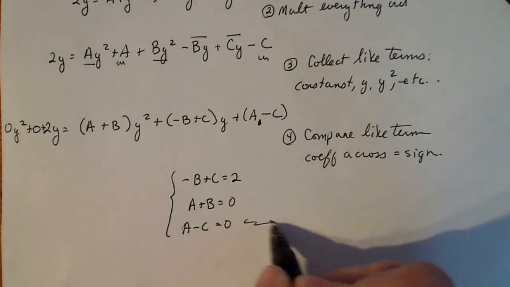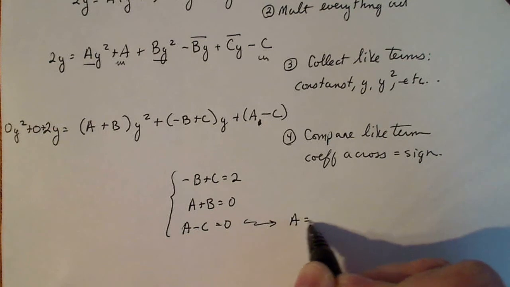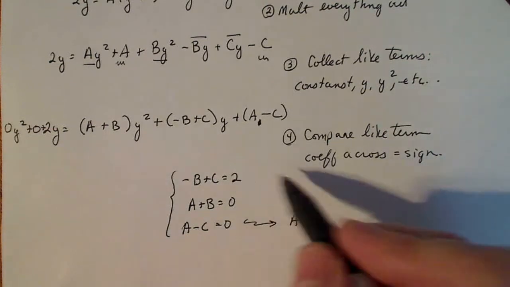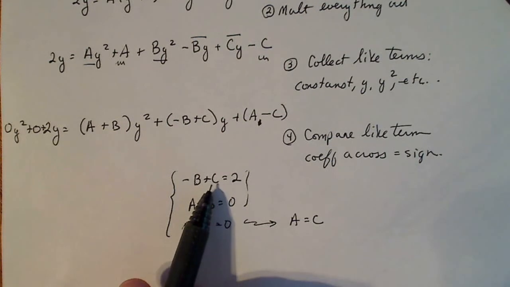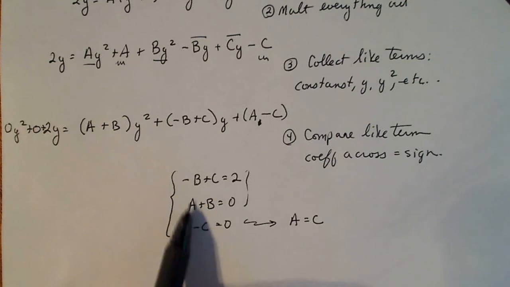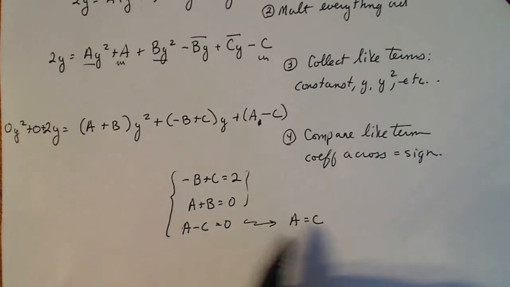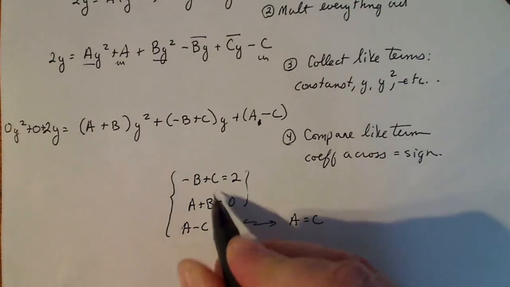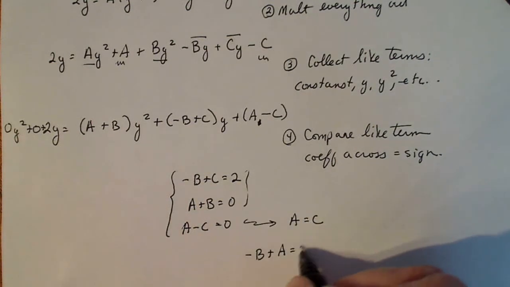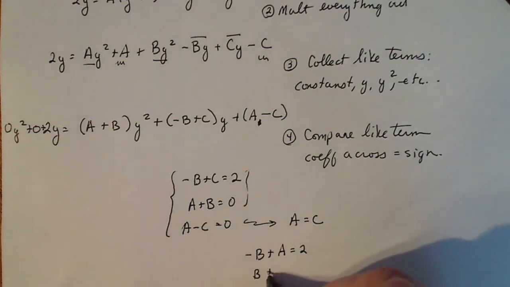So I'm going to take this term here, and I'm going to say that I know that A equals C. Then I'm going to look at these two guys here, and I know that if I plug in an A value for this C, then both of these just have A's and B's in it. So that's what I'm going to do. So A equals C, that means minus B plus A equals 2, and B plus A equals 0.